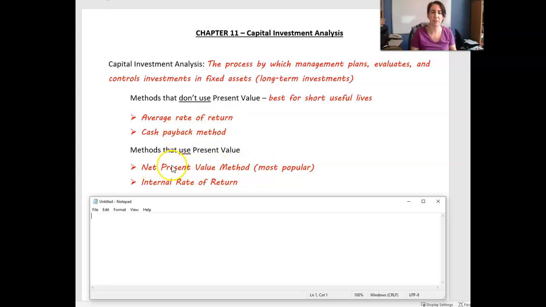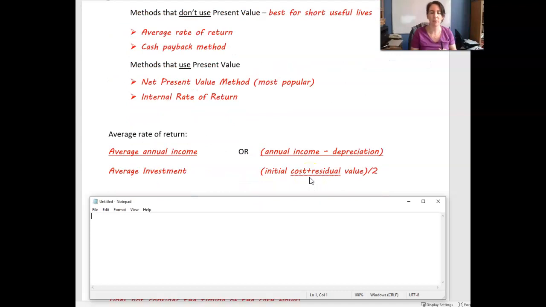I'm going to show you these first two. We'll put most of our time on net present value, and I don't really talk about internal rate of return too much, which also means you're not tested on it, which also means there's no homework on it, so don't worry about that. I'm spending most of my time on net present value because this is the most popular method to use. So let's just start.